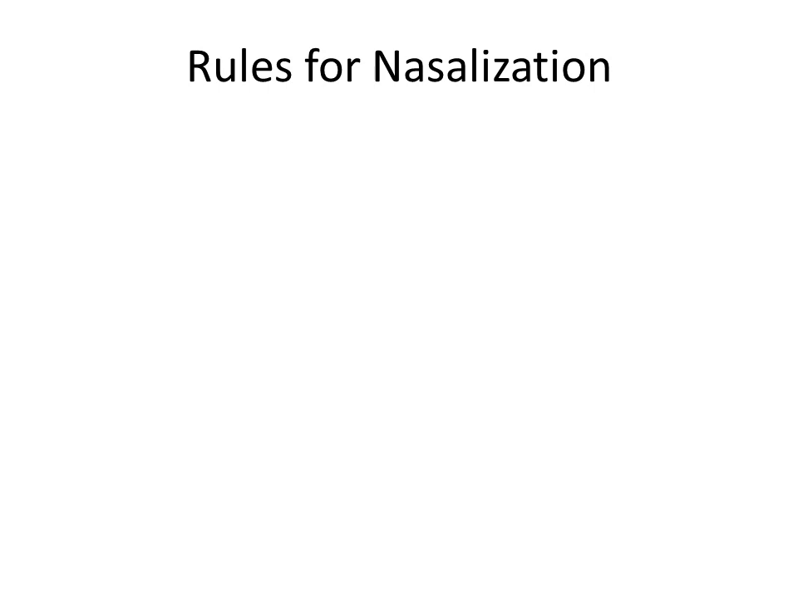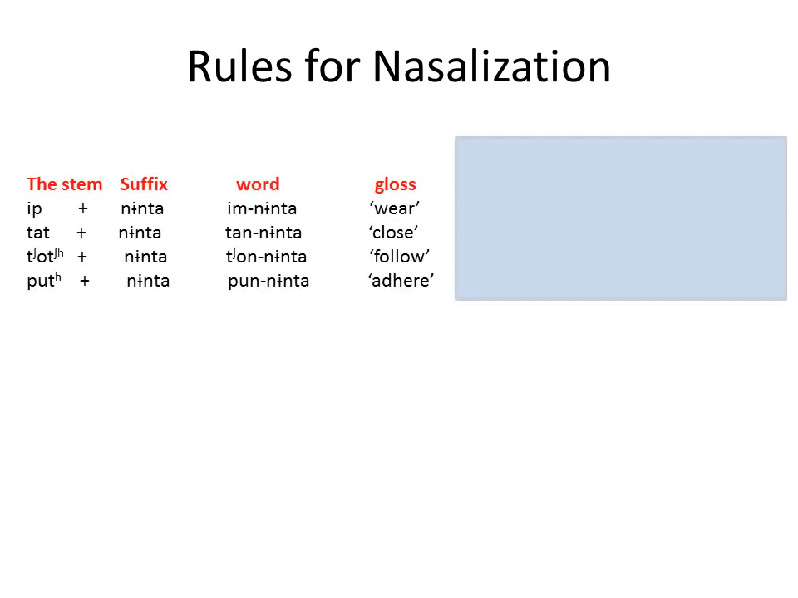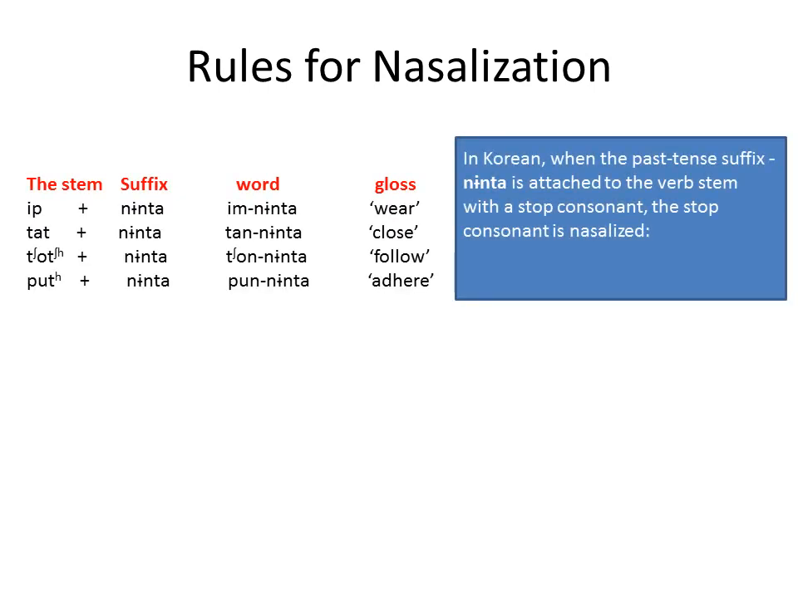The second rule is for consonant nasalization in Korean. The informal statement given is that in Korean, when the past tense suffix ninta is attached to the verb stem with a stop consonant, the stop consonant is nasalized. So the sound that undergoes the change is a consonant, therefore we write C. And the consonant we are dealing with is a stop consonant. Therefore, we must give the unique identification of the stop consonant we are talking about.